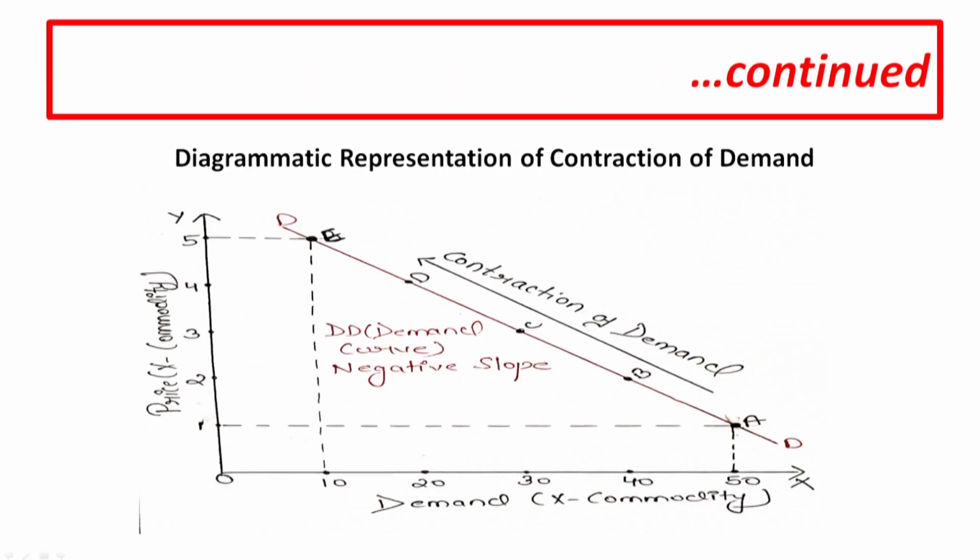Now I am trying to show you the diagrammatic representation of contraction of demand. On the x-axis, you are able to see the demand for the commodity, and on the y-axis, you are able to see the price of the commodity. The diagrammatic representation of contraction of demand, where you see on the x-axis the demand for X commodity and on the y-axis the price of the X commodity.